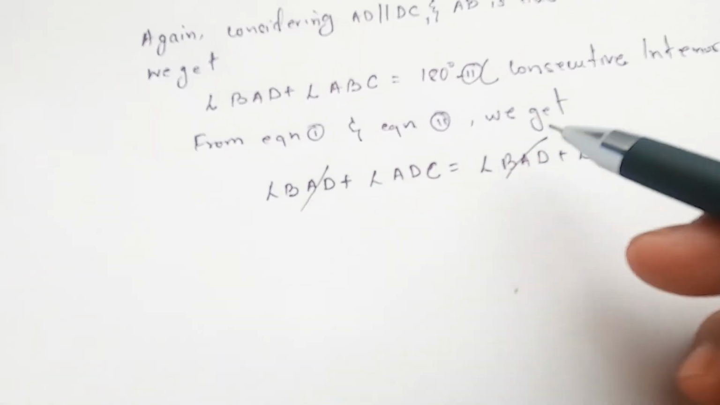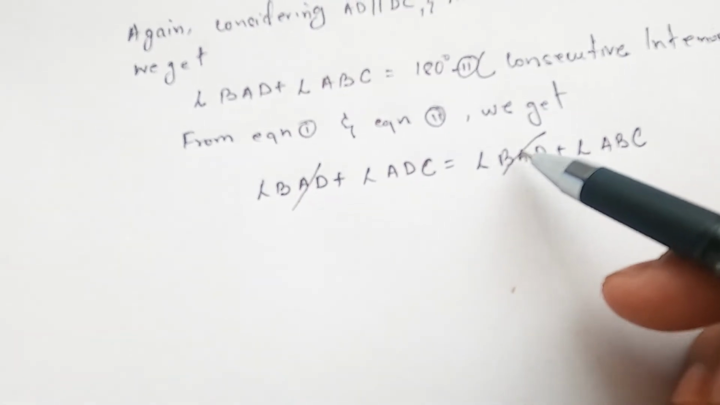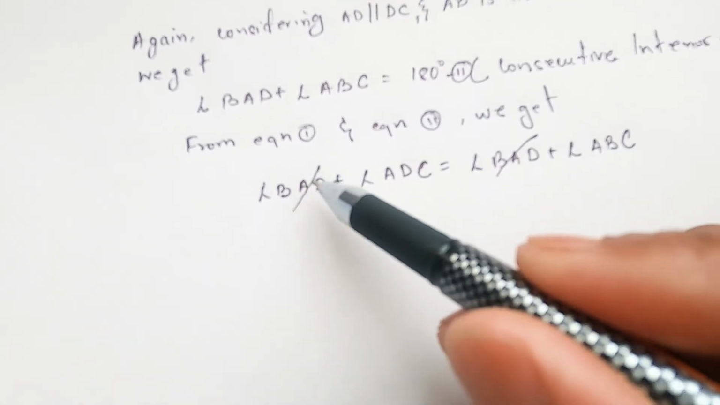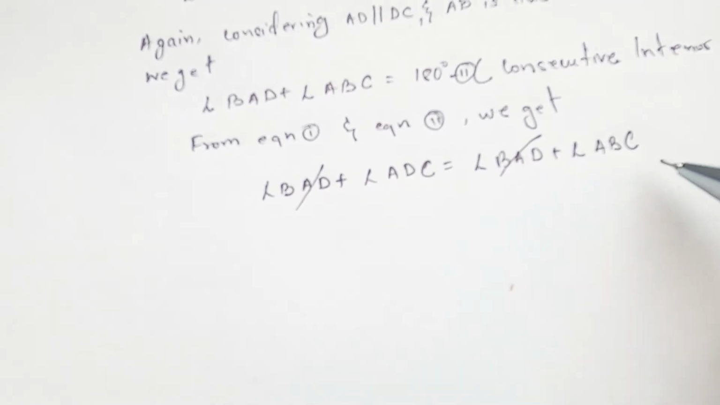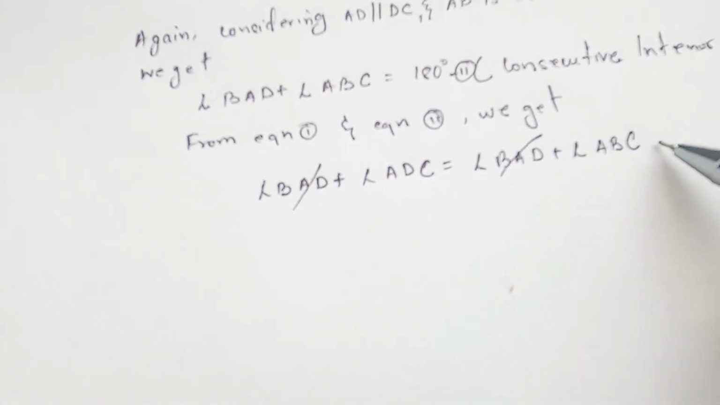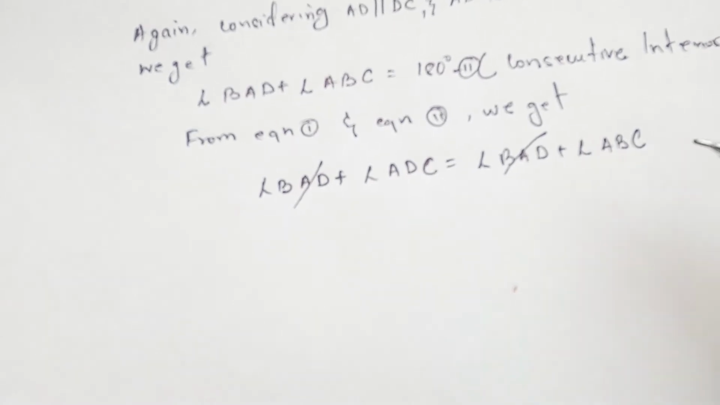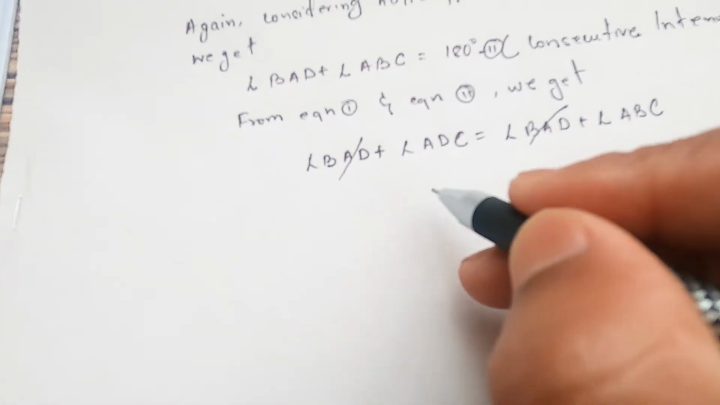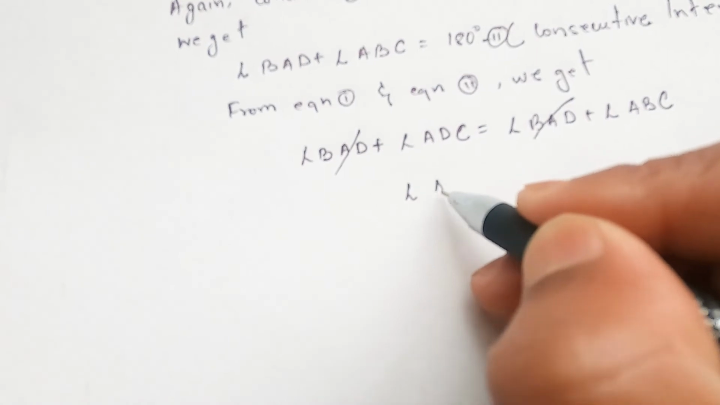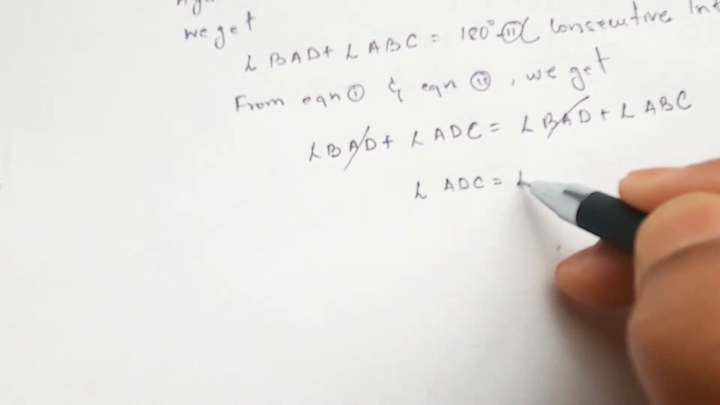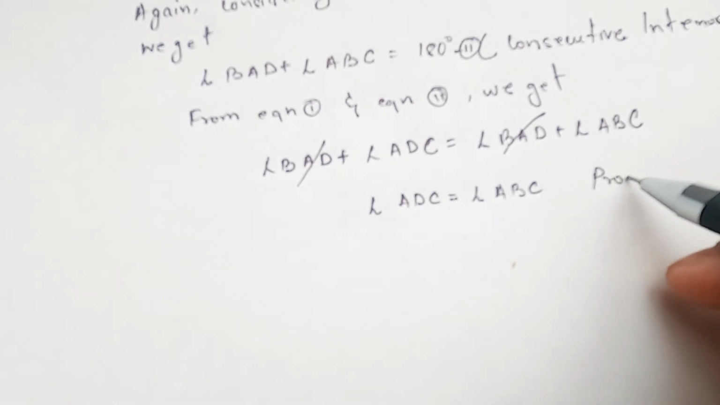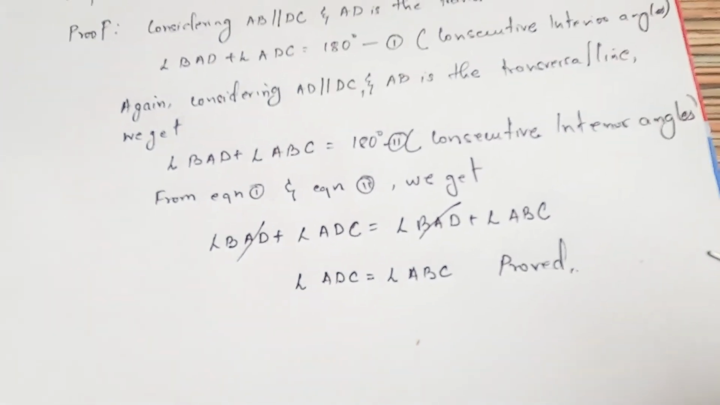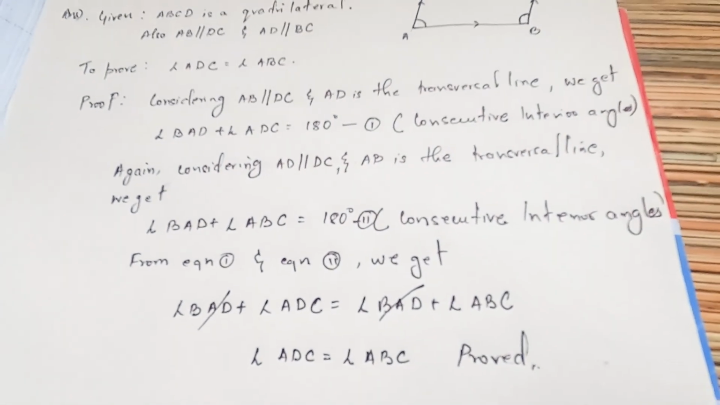Angle BAD, angle BAD. Even if you do not understand this, if we transpose the side, it will become a negative, so BAD minus BAD will get cancelled. Therefore angle ADC is equal to angle ABC. Proved. I hope this is clear. Very simple.